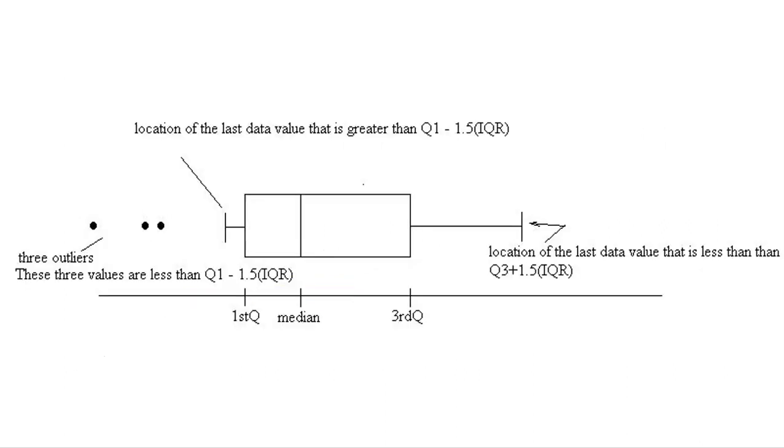This is a very generic one just to show you where everything goes. Now first, beneath every box and whisker plot has to be a number line. You got to have a number line so that way you know where the numbers go. So you'll notice that we have a box here, and the box surrounds Q1 all the way to Q3. And then inside of that box, we're going to put a line where the median falls.